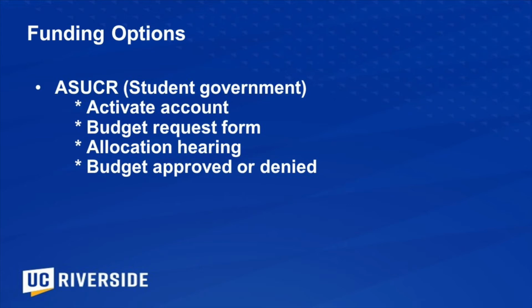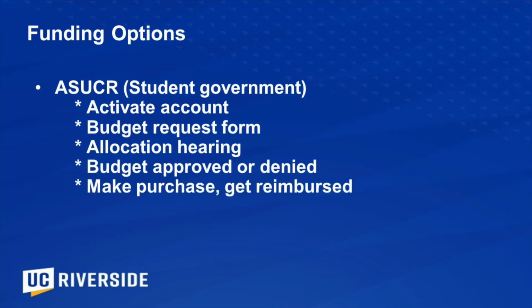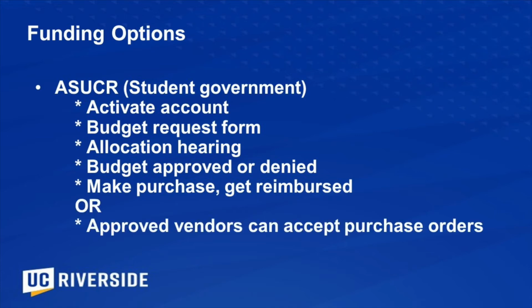There are two ways to spend money out of this budget. The first is to have an individual in the club make the purchases and then request a reimbursement. The second way to spend money out of this budget is if the vendor they are trying to use is an approved vendor with UC Riverside. This would allow them to request a quote from that vendor, which can then be used to request a purchase order from ASUCR. This would have the university pay the vendor directly out of their student organization account, meaning a student would not need to be reimbursed.